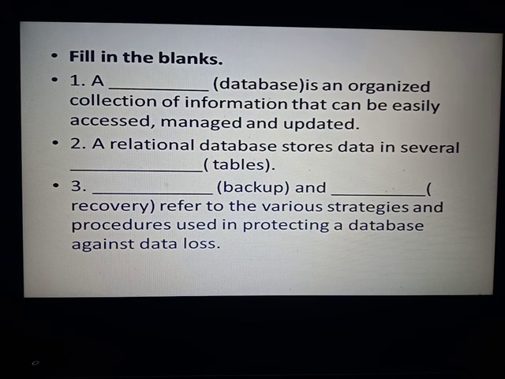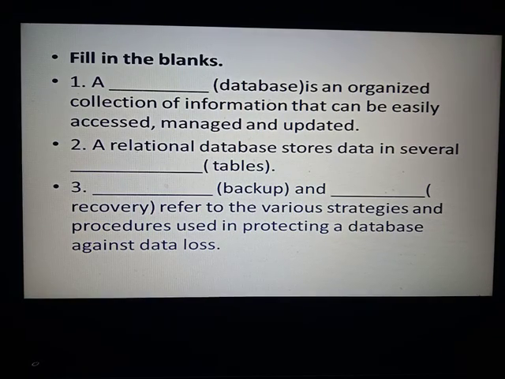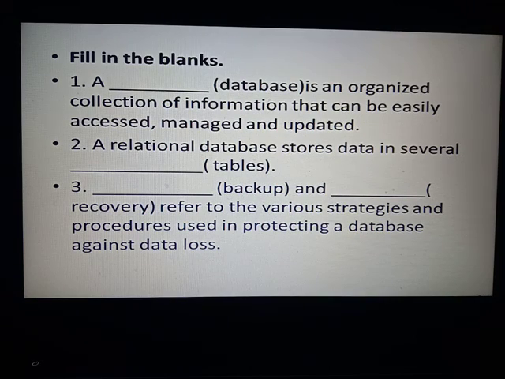So the first one is: a dash is an organized collection of information that can be easily accessed, managed and updated. The answer is database. A database is an organized collection of information that can be easily accessed, managed and updated. We can easily organize the information, or you can say the data, in a database, and it can easily be updated. Second one is: a relational database stores data in several tables. So when the data is in more than one table, we can have a relational database.